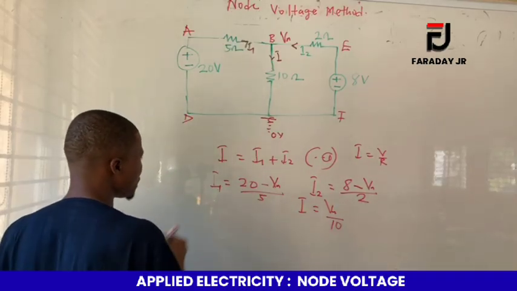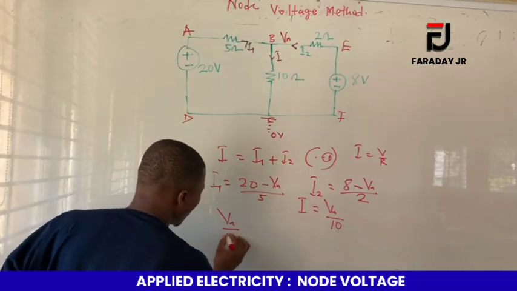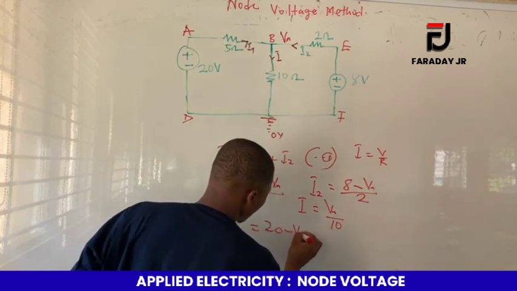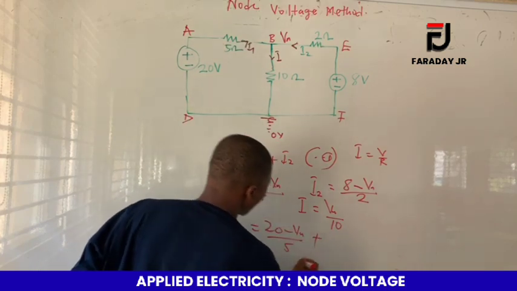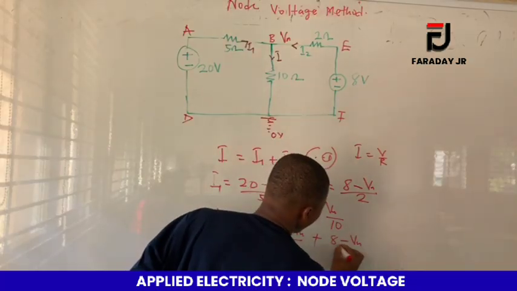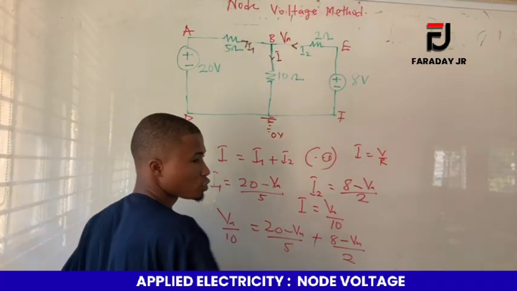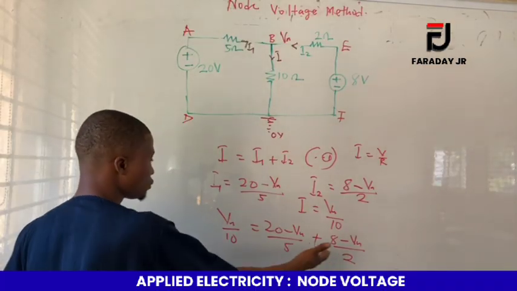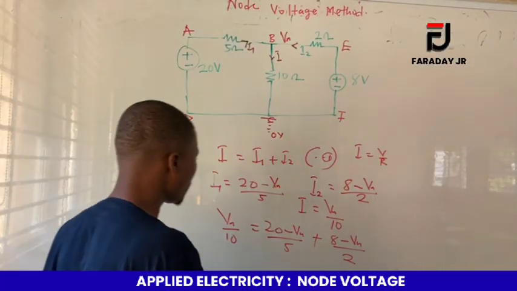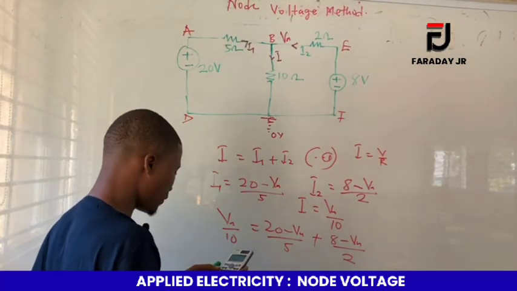So let's set up the equation. I is Vn over 10. I1 is 20 minus Vn over 5, plus I2, which is 8 minus Vn over 2. After you are done with this, you can put this equation into your calculator and get your result, or you can choose to find the LCM and then solve it. Me, I want to put everything into my calculator, so wherever I see Vn, I put in X.